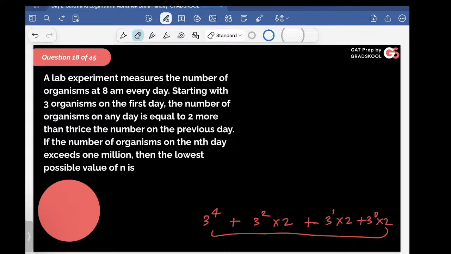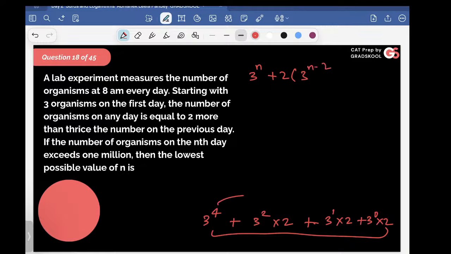ये जो बना है किस दिन का बना है मेरे पास? ये बना है 4th डे का. तो अगर मैं nth डे का बनाना चाहूँ, nth day, this must be 3 to the power n. All right. Am I right? Plus, let's take 2 common. 3 to the power n minus 2.